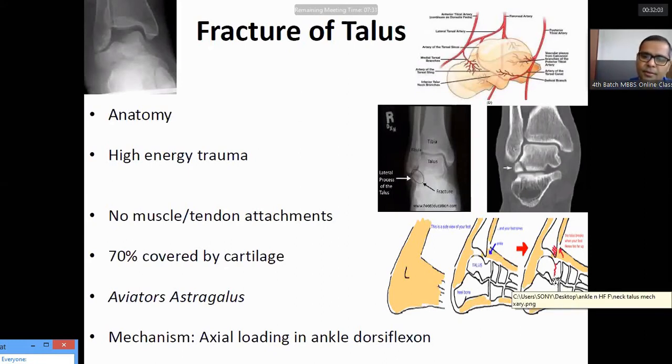In ancient times, when pilots used to ride the aeroplane and land, there was forceful dorsiflexion of the foot. With the forceful dorsiflexion, the neck of the talus hits the distal anterior part of the tibia, so there is a fracture of the talus. Because of this typical mechanism, it has also been known as aviator's astragalus. Okay, mechanism: axial loading in ankle dorsiflexion.